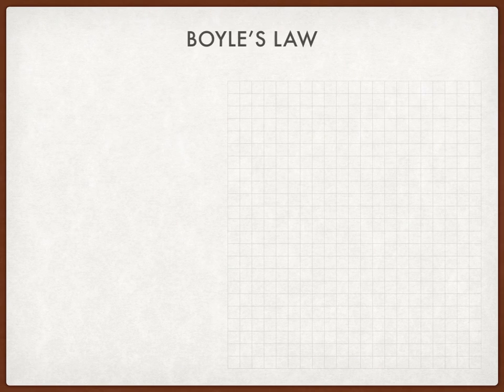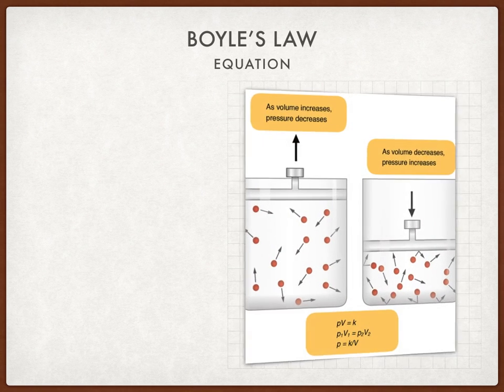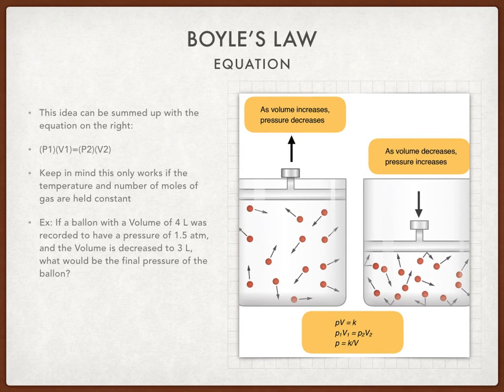So the equation involved with Boyle's law here, this is a nice diagram to help you out, is that P1 times V1 equals P2 times V2. So again, we have to enforce that this only works when temperature and number of moles are held constant, because these are variables that could also impact pressure and volume.